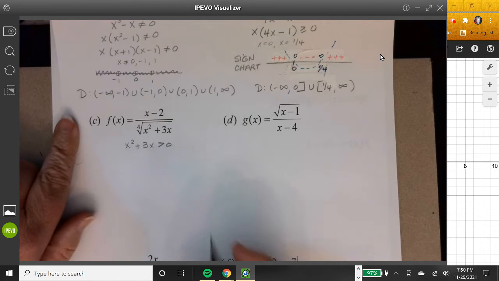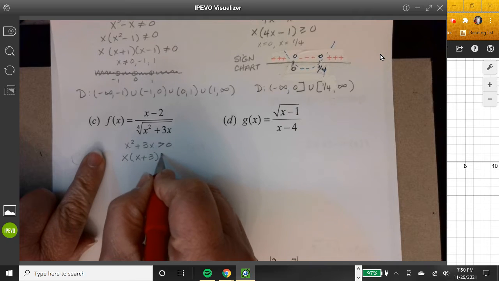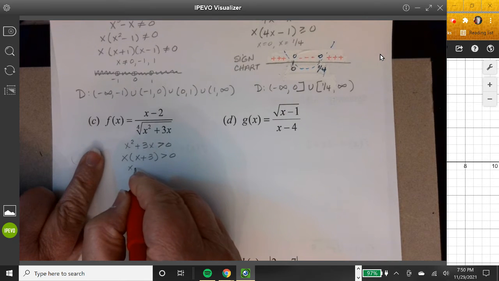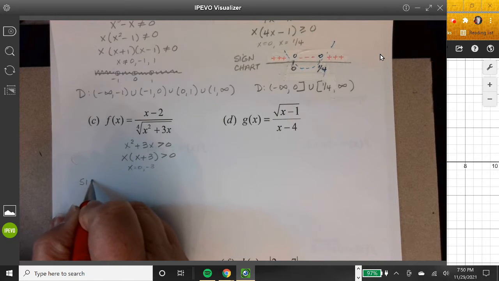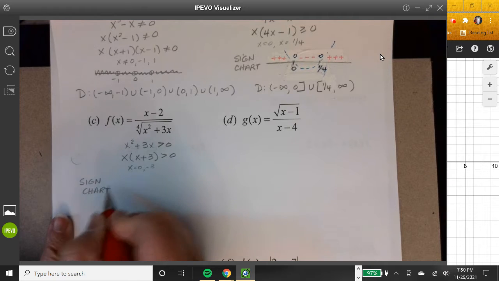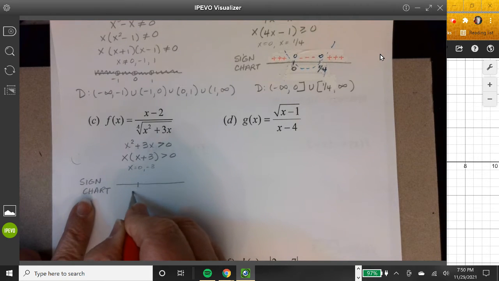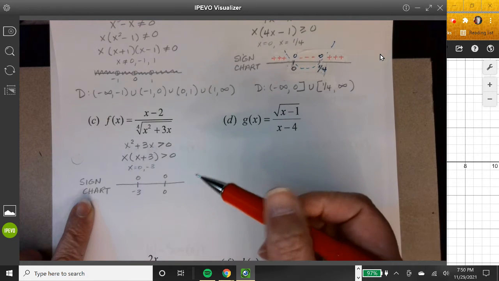All right, so let's see. I'm going to factor out an x, my GCF, and I get x times x plus 3 is greater than 0. The zeros here are x equals 0 and negative 3. So I'm going to do my sign chart because I have a greater than, and that's going to be negative 3, and 0. I have a 0, and 0, I have a 0. And I promise to do it right this time.